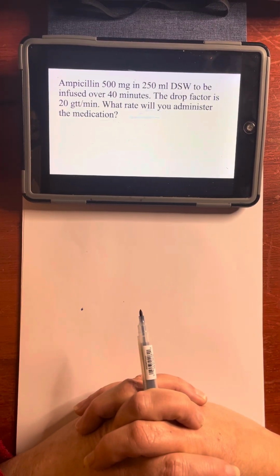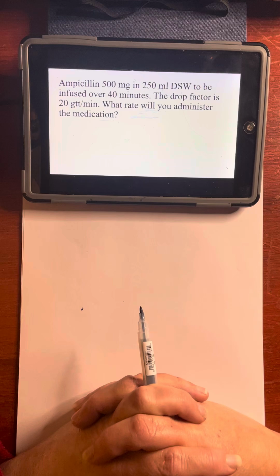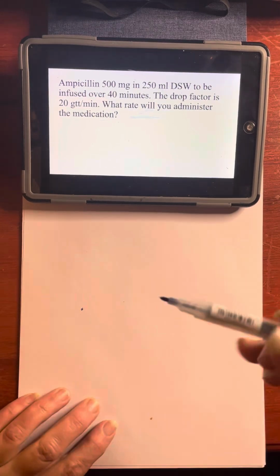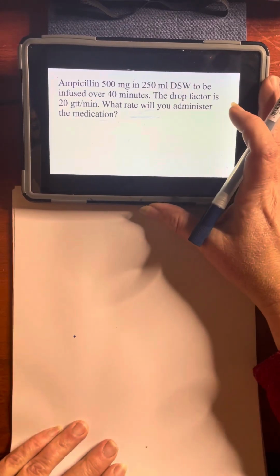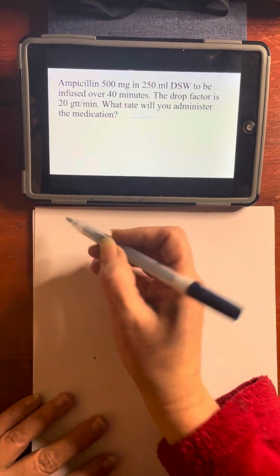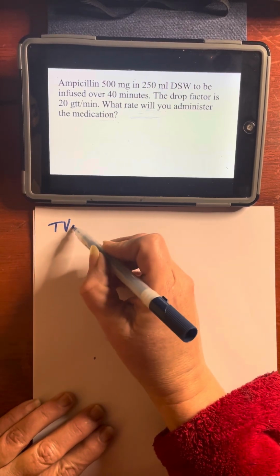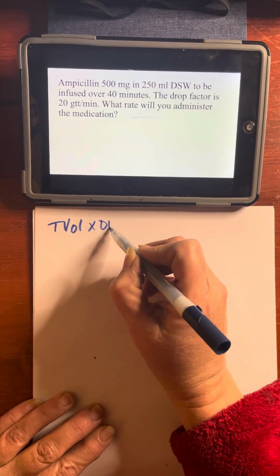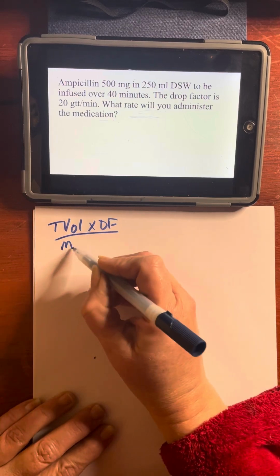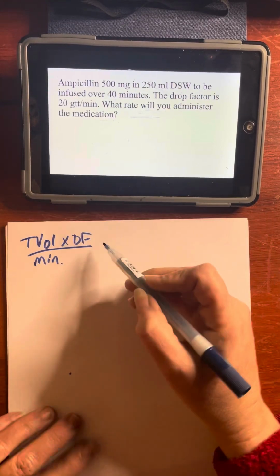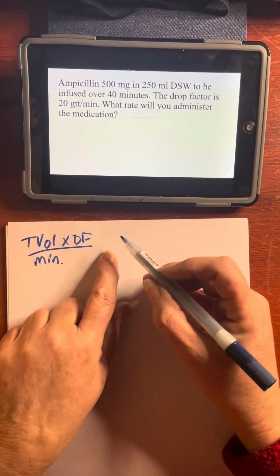Ampicillin, 500 milligrams and 250 milliliters of D5W to infuse over 40 minutes. The drop factor is 20. What rate are you going to put it? So you remember that the formula for the drop factor is total volume times the drop factor divided by the time in minutes. So here we go, gathering our information.